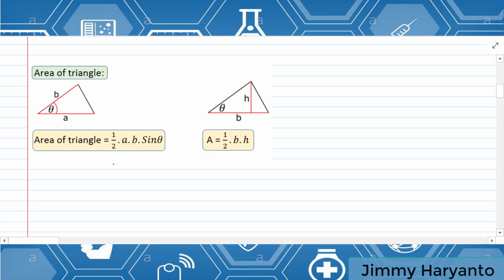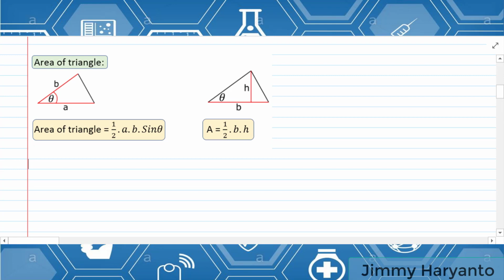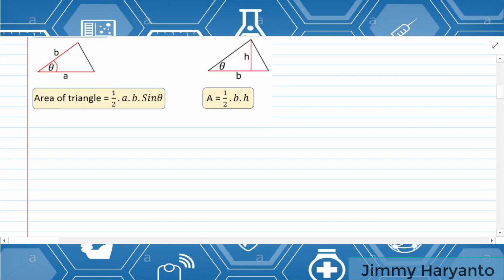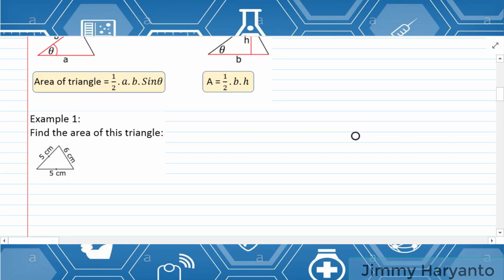Okay, the next skill will be the area of a triangle. As you know, the area of a triangle is half times base times height. For this one, it's half times base times height, the simplest one. But for the complex one, it will be half times a times b times sine theta, where theta is the angle between the sides a and b. Example, find the area of this triangle.